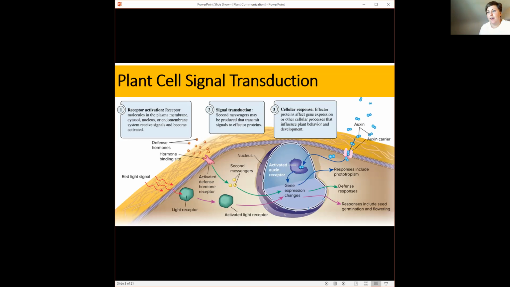In the next couple of slides, we're going to discuss some of the various stimuli that plants need to be able to respond to, as well as some specific examples of how plants respond to these stimuli.